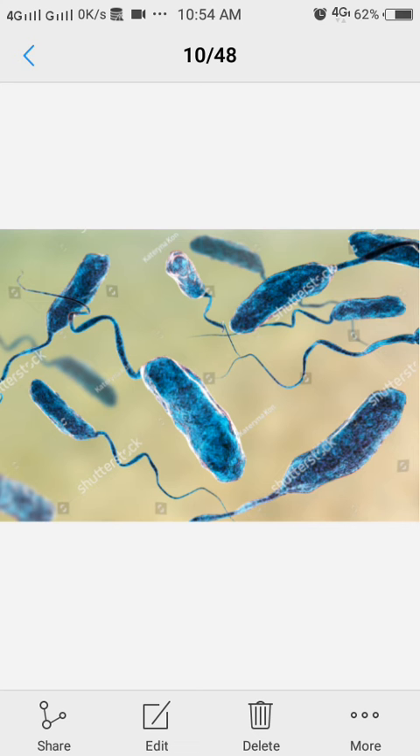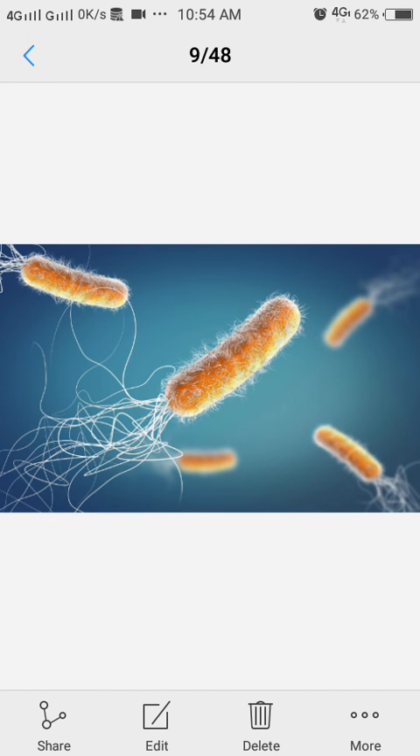Second one, lophotrichous. What is lophotrichous? Lophotrichous is the bacteria having a tuft of flagella at one end. That means a bunch of flagella at one end. This type of bacteria is having a bunch of flagella at one end. Example, Pseudomonas.